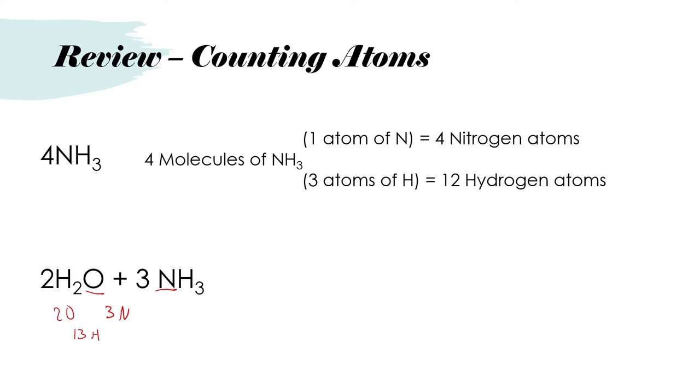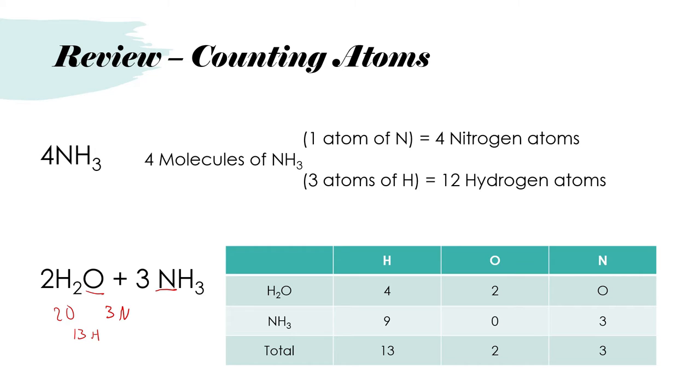And this is just a little chart that shows it in a little bit more detail, makes it a little bit easier to see. It's just lined up so that the H2O contributes 4 hydrogens, 2 oxygens, 0 nitrogens, NH3, 9 hydrogens, 0 oxygens, 3 nitrogens. We add those up to get 13, 2, and 3.